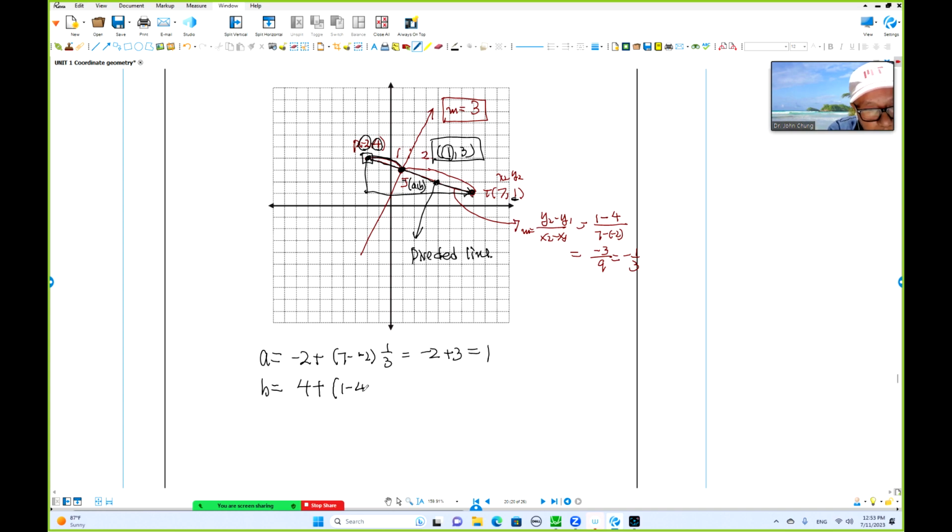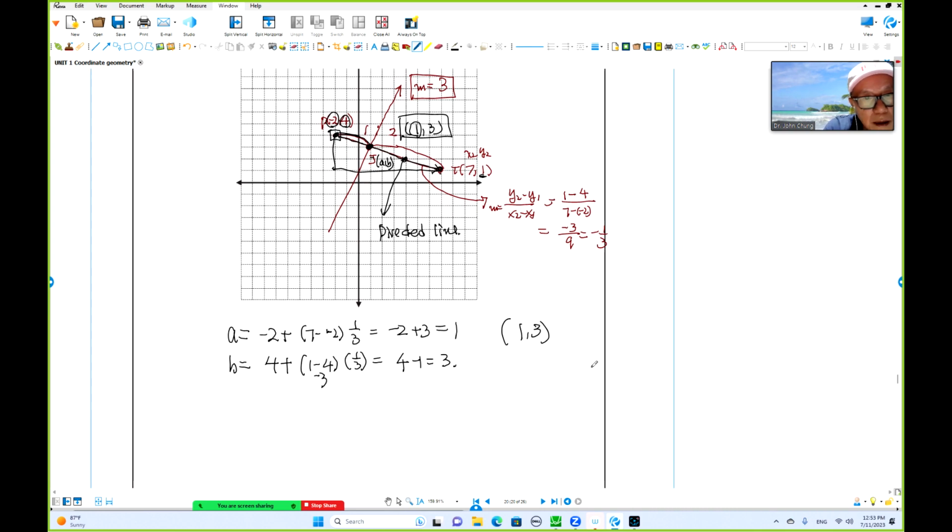1 minus 4. We take what? 1/3. So 4, and this is negative 3 times 1/3 is negative 1. That is 3, okay? That's why you got the coordinate of this point J. What is it? 1 and 3. So what's the equation of this line? We already got the slope and point (1, 3). So y minus y1 is 3, slope is 3, x minus x1 is 1.